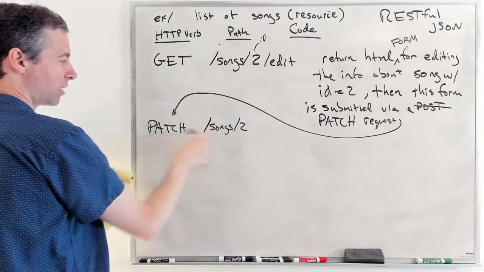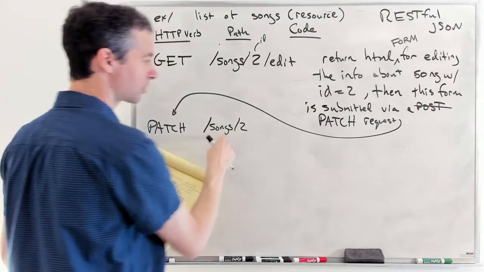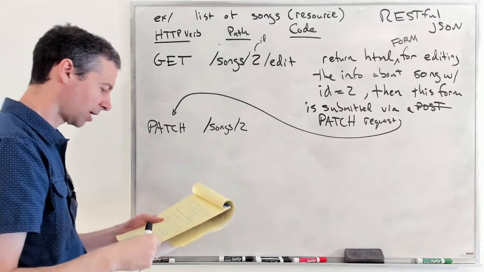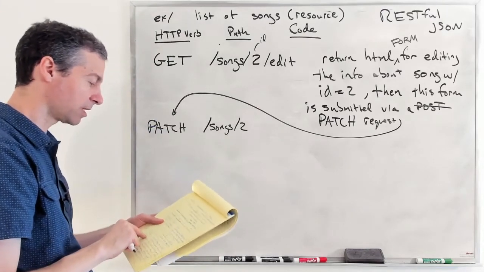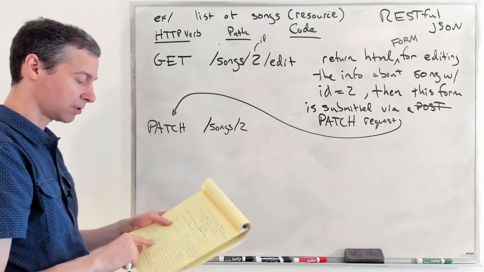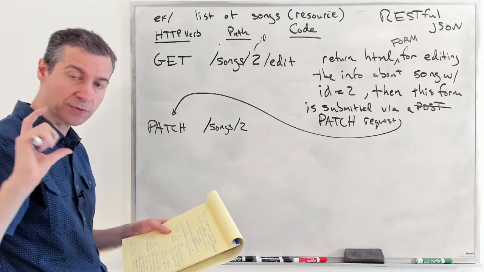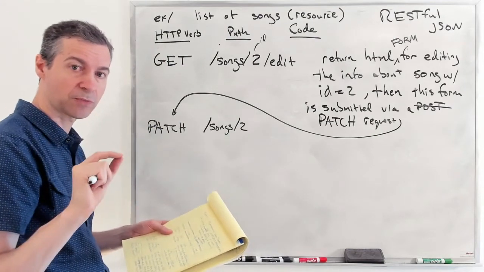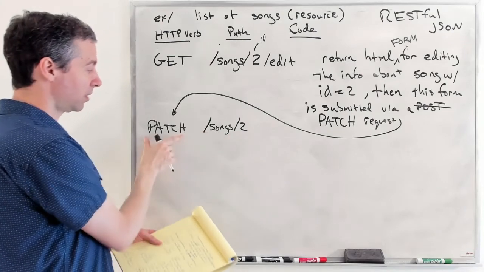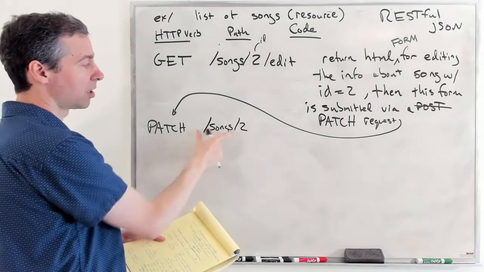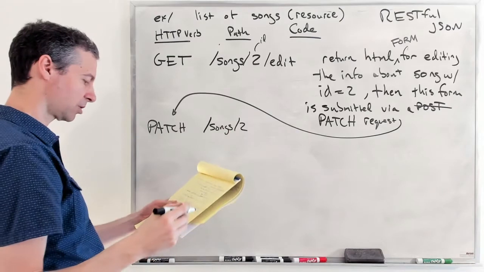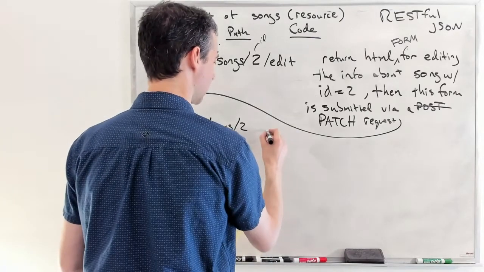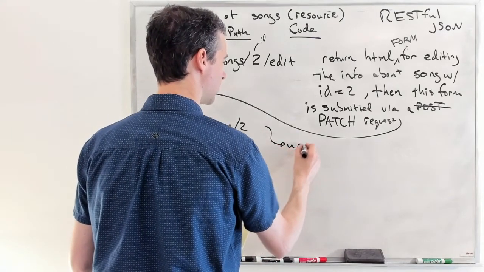So when we put a patch to songs/2, it means to actually update the data. We also had a get for songs/2. So again, we get this difference between a get request for the same path and another type of request, a patch, which means let's do a different action on that.